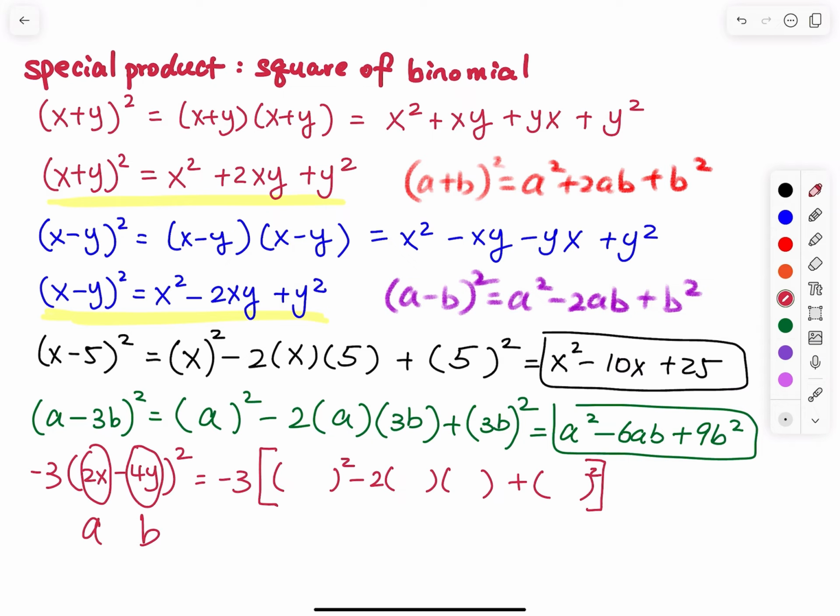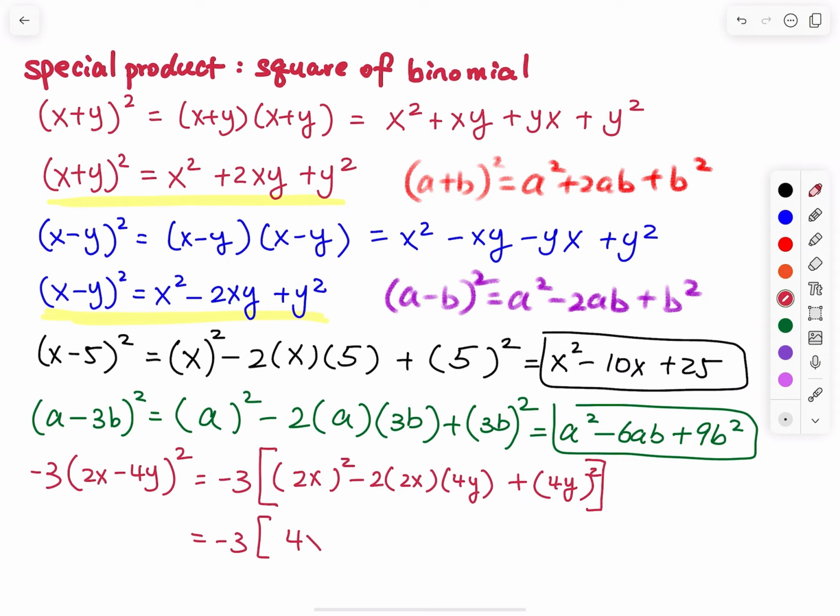This is my a, this is my b. And then you just fill in the blanks. Okay, so fill in the blanks. Let me erase that. So this is a square. This is my a. 2ab. This is my a. This is my b. And then b square. There we go. Clean that up. Negative 3.